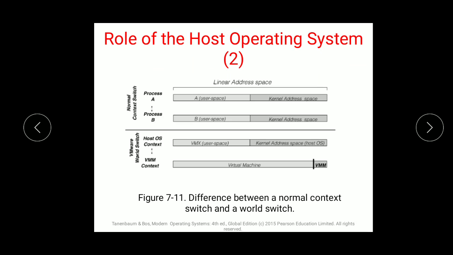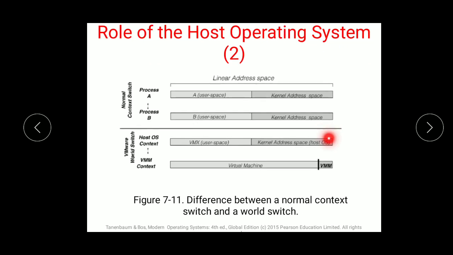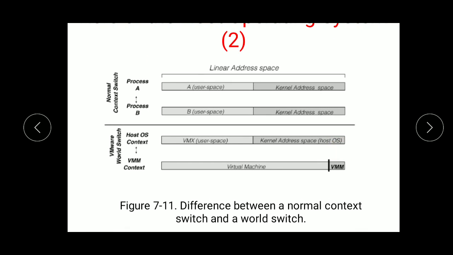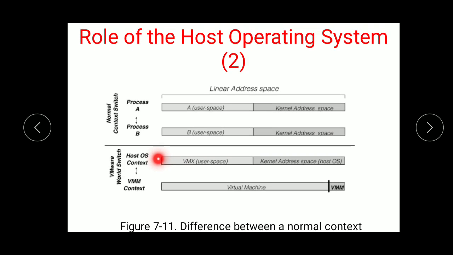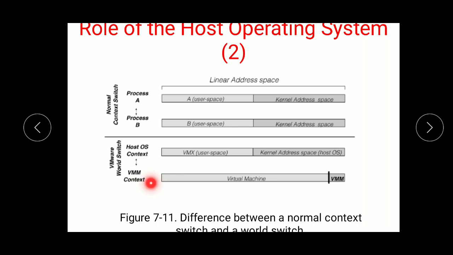Next is the role of the host operating system. See here, a normal context switch is like process A and B. If two processes are there, if user A is in the kernel space and B is also in the kernel address space, when it is converted into VMware, that is, in the virtual machine, what will happen is your host OS context will go both ways to the VMM context.